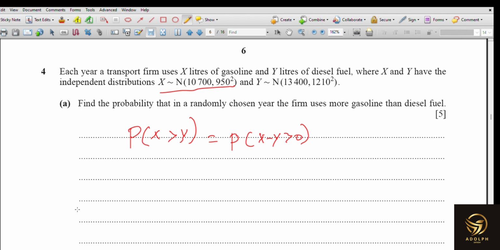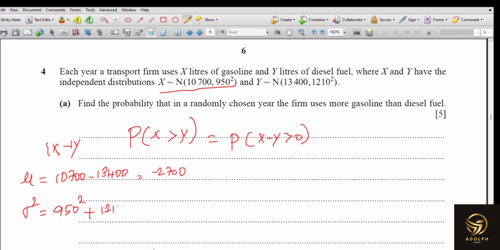Now we will find the mean and standard deviation. For the mean, mu equals X minus Y, so 10,700 minus 13,400. The value we get for the mean is minus 2,700. For sigma squared, we get 950 squared. You may ask why we are not multiplying by a number; that number is 1 for X and 1 for Y, so 1 squared, which doesn't make a difference. And though it is minus, for variance we use plus, 1210 squared.